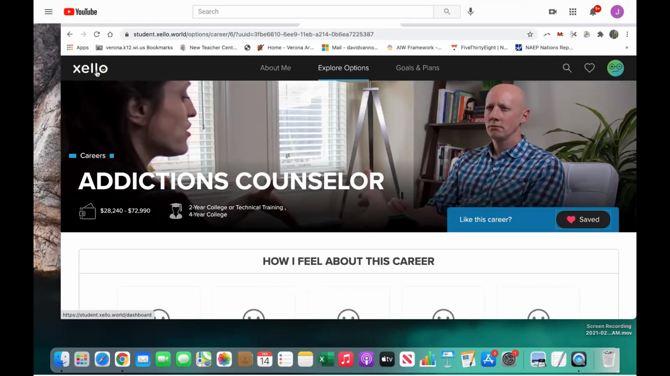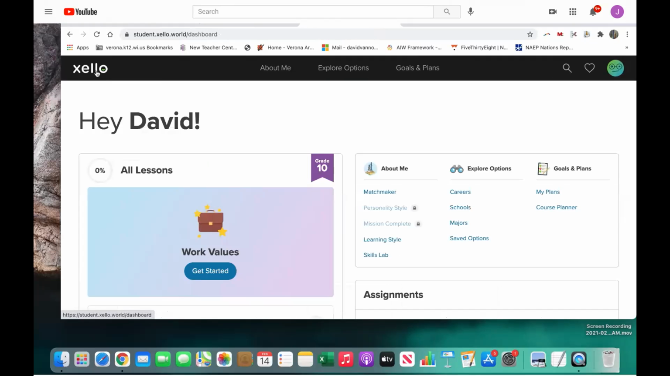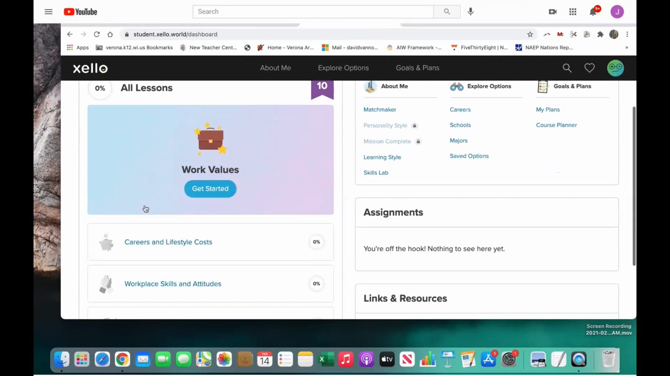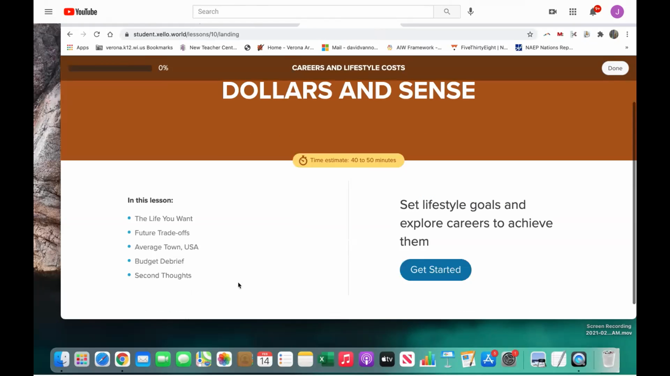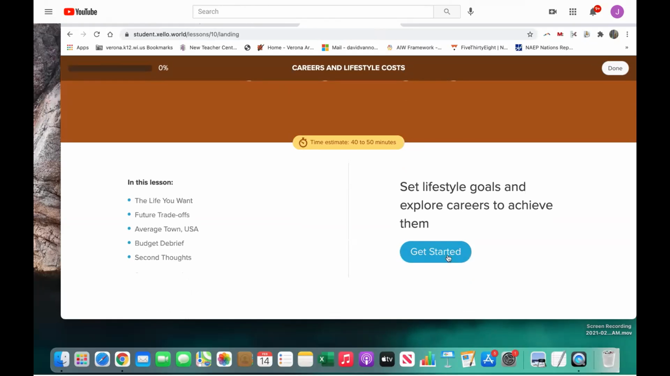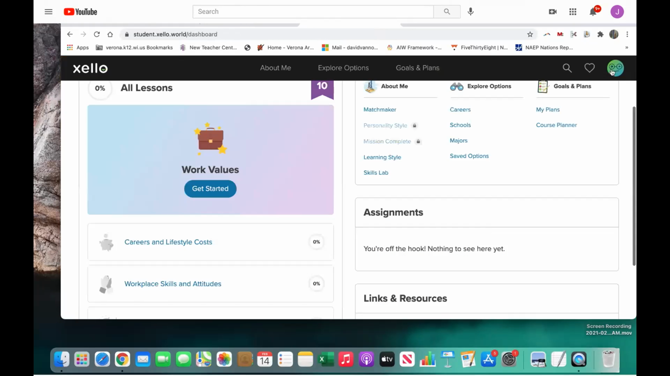I'll go back up to the left in Zello. That'll take me back to my home page. And then I can click in and get started with the lesson. I click get started and I can work my way through it. If I ever want to press done, I can press done, and however far along I am, it'll save it. So I can come back to do it later, okay?